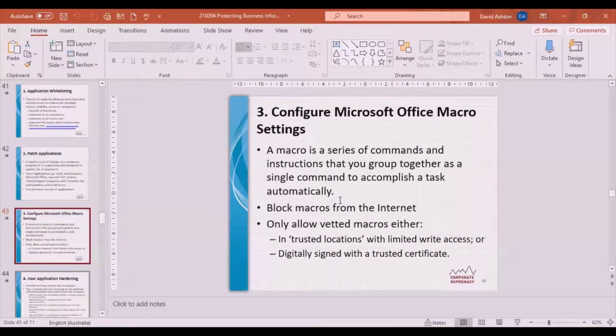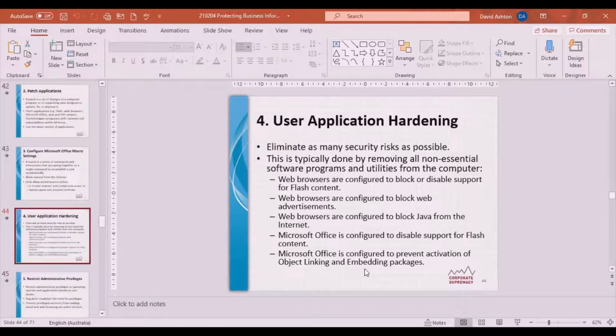So if you're using Microsoft, the macro settings: block macros from the internet, only allow vetted macros, for trusted locations or when they're digitally signed and trusted certifications. So again, managing your Microsoft and access to various systems through that. Then application hardening, so removing all non-essential software and programs from your computer. So websites, blocking flash content or web advertisements, Java, flash content. Anything that you don't need to run your day-to-day computer system, you should remove from the system. That's essentially what that is saying.